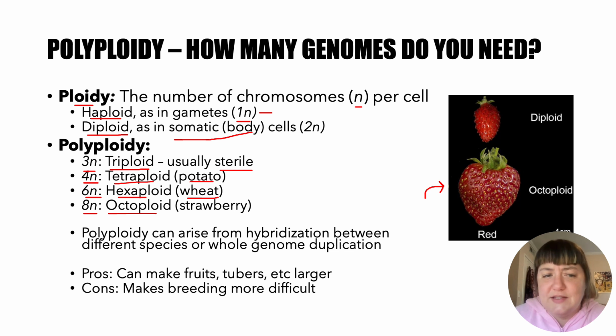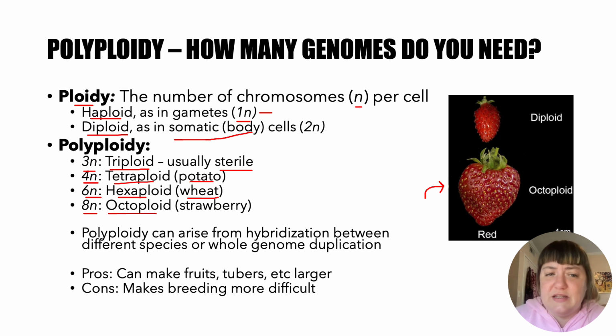One interesting consequence of polyploidy in plants is that it tends to make the plant, like the fruits and the plant cells, bigger, larger, which is great if you're breeding for big strawberries, right? Or big potatoes. On the other hand, though, the more copies of each gene that you have, the trickier breeding's going to be. To stabilize the genetics when you have 8 copies, it's going to take a lot longer, and it's going to be trickier.